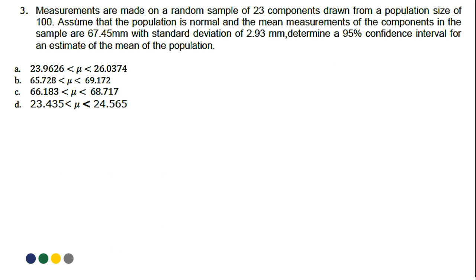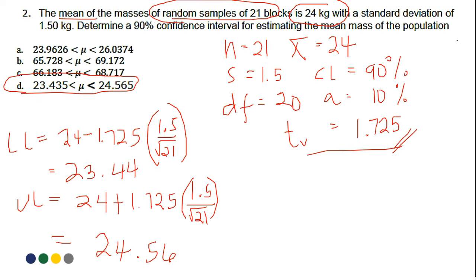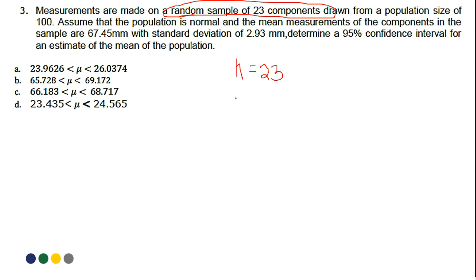Number 3. Measurements are made on a random sample of 23 components. Ibig sabihin, your N is 23. Sir, pabalik po sa number 2, nawala. Okay na po. Thank you. What is your DF? It's 22.